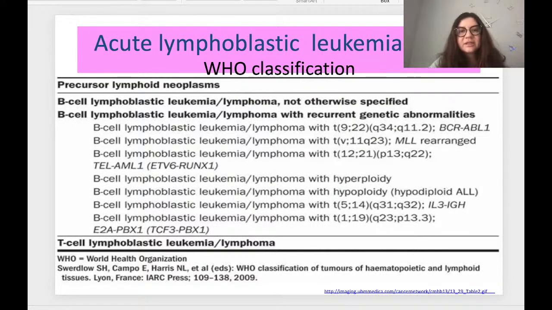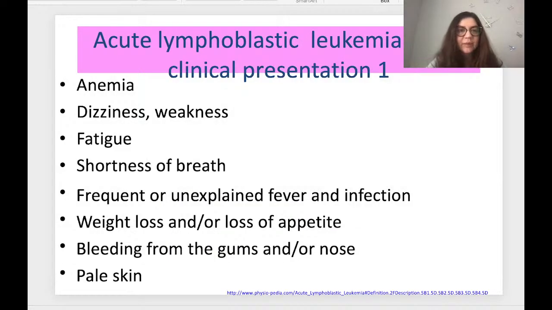The World Health Organization classifies acute lymphoblastic leukemia into B cell lymphoblastic leukemia or lymphoma not otherwise specified, and B cell lymphoblastic leukemia or lymphoma with recurrent genetic abnormalities, and classifies these specific genetic abnormalities.